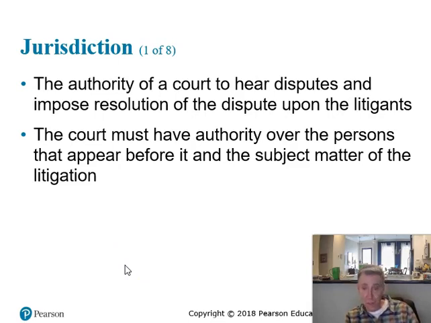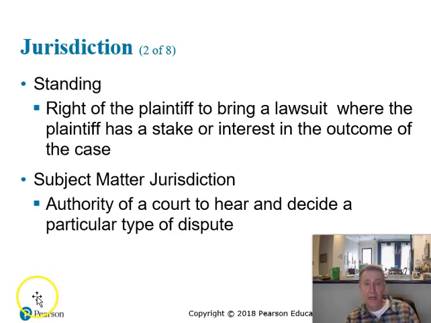If it's a small claims, you have to go to small claims court. If it's a family matter, you have to go to family court. That's what they mean by before it and the subject matter of the litigation. So, one important element is standing, and that is the right of the plaintiff to bring a lawsuit where the plaintiff has a stake or interest in the outcome of the case. So it couldn't just be a bystander or a third party. It has to be somebody who has a stake or interest in the outcome of the case. So like your mother couldn't bring it on your behalf, unless you were under 18.